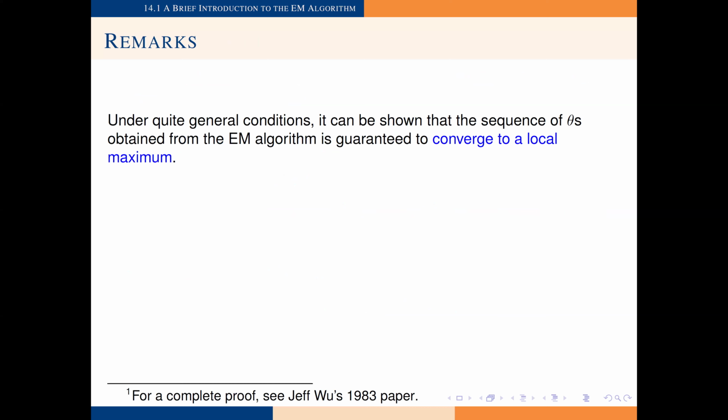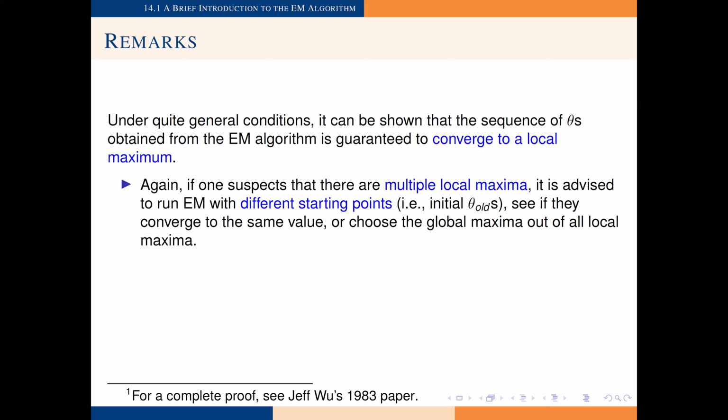So there are a few remarks I'd like to give about the EM algorithm. The first is that under quite general conditions, it can be shown that the sequence of thetas that we obtain from the EM algorithm is guaranteed to converge to a local maximum. And again, a local maximum does not guarantee a global maximum, right? So if you suspect that your problem is actually non-convex, then there might be multiple local maxima depending on your starting value.